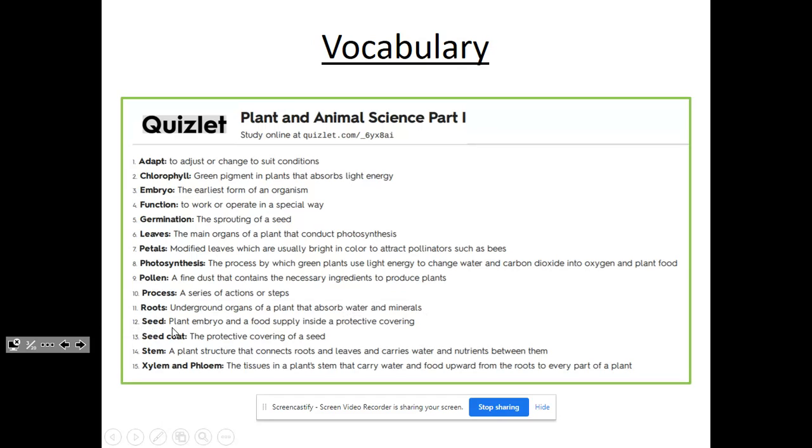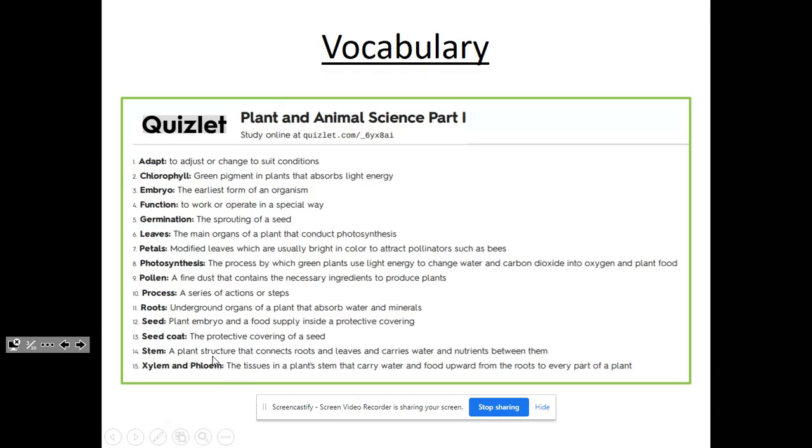And a seed is just a plant embryo. It's the little basic unit of the life of a plant, and a food supply inside a protective covering. So inside the seed, there's also a little food supply. Seed coat is that protective covering of a seed, the part that's on the outside.